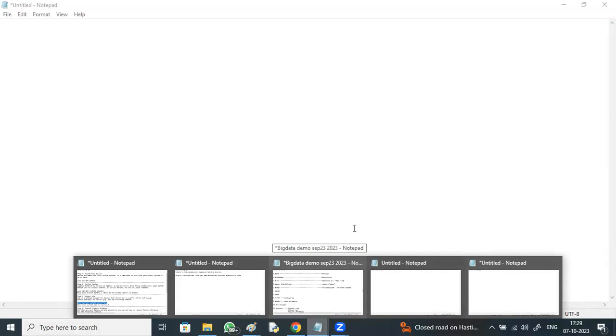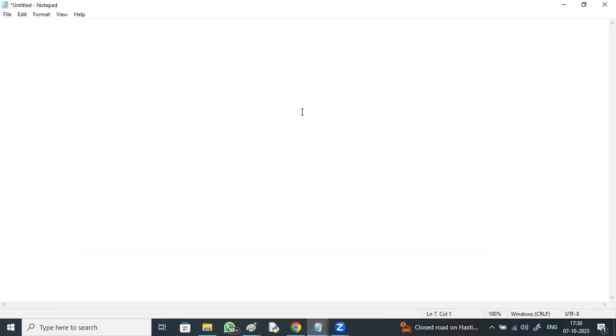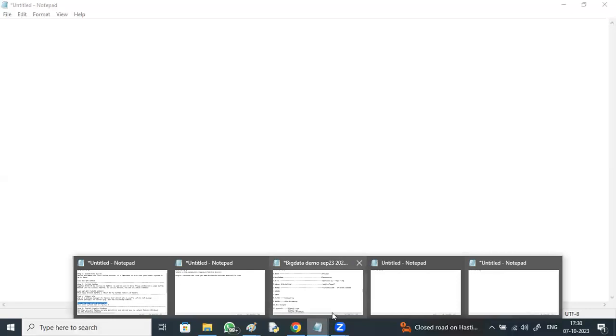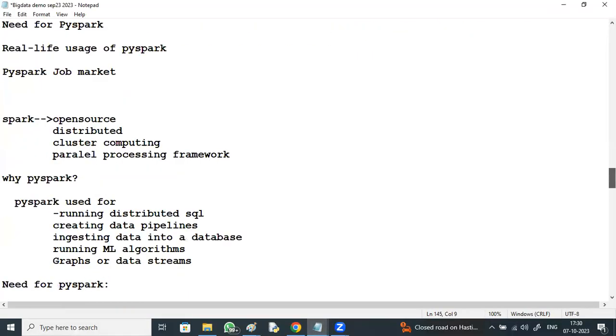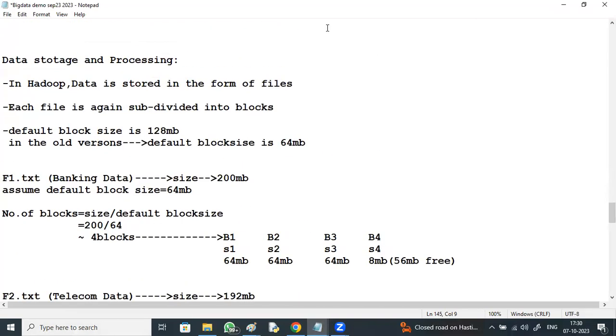So how exactly the data storage and data processing is happening within this Hadoop environment. Just try to understand this.